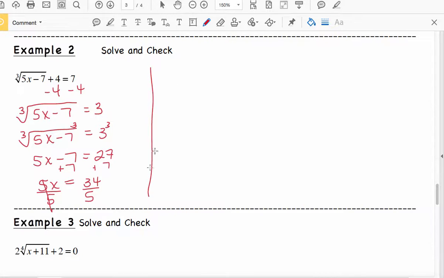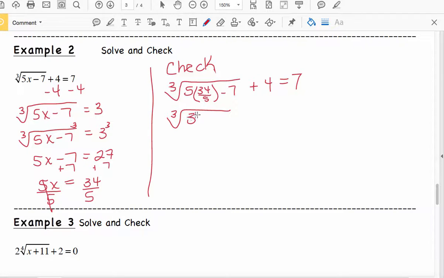And let's go ahead and do our check. We have the cubed root of 5 times 34 over 5 minus 7 plus 4 equals 7. Okay, then we get the cubed root of 34 minus 7 plus 4 is equal to 7.